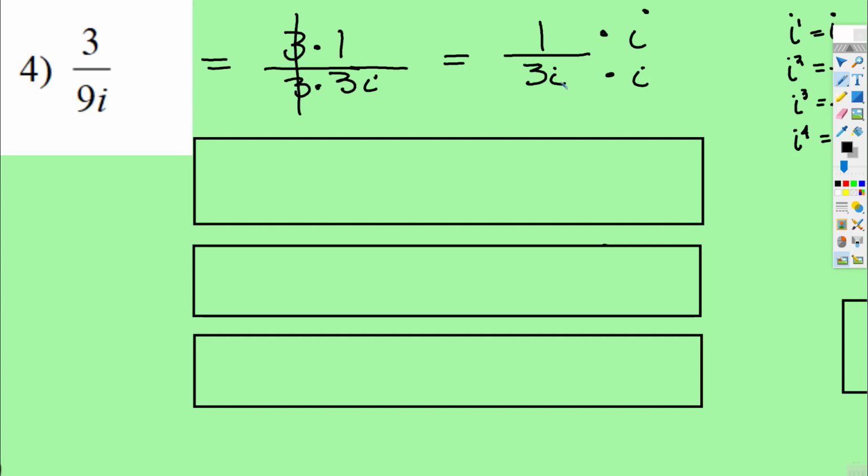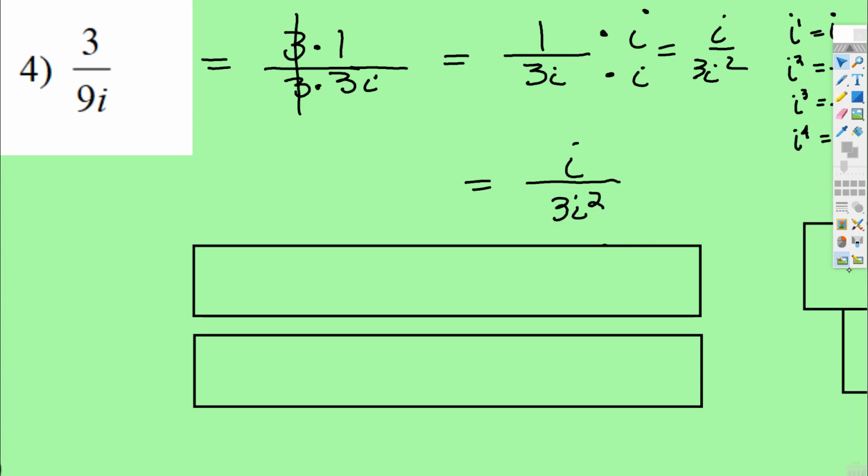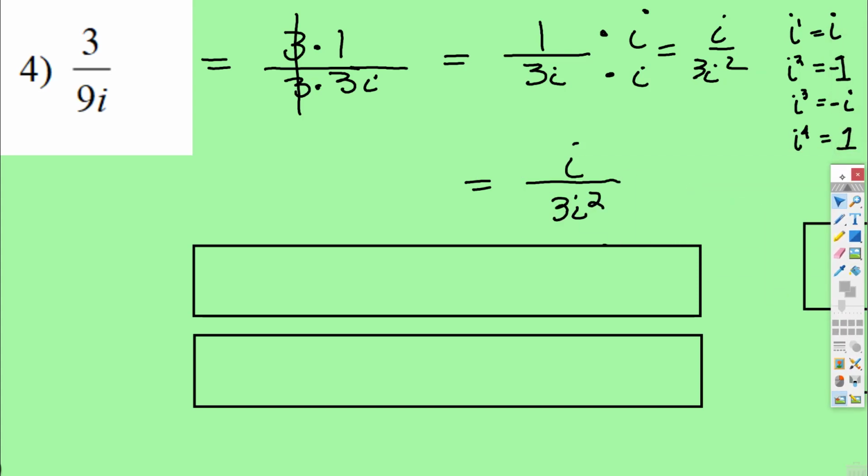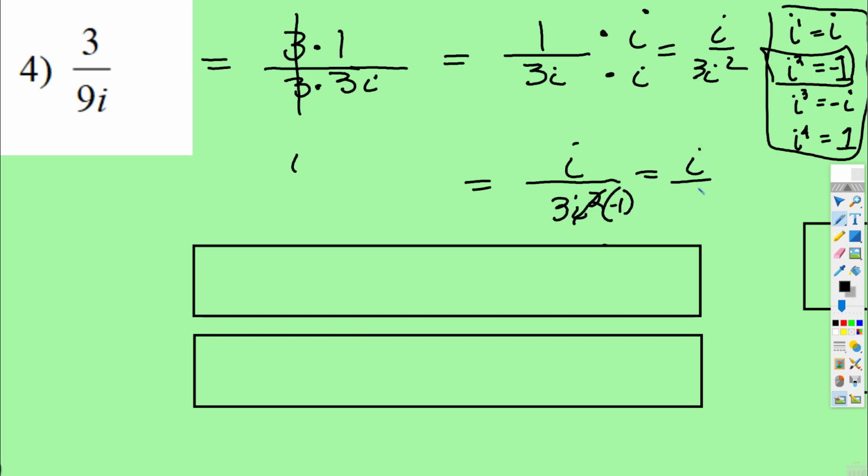3i, but it's the i that we can't have down here, so we're going to multiply numerator and denominator by i. Well, 1 times i is i, 3 times i is 3i squared. And then remember the powers of i, and what we care about is the first 4 powers. Well, i squared is -1, so we can rewrite 3 times i squared as 3 times -1, which you'd write like this.